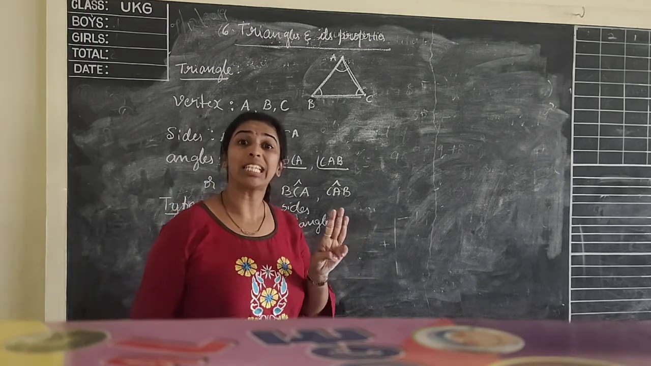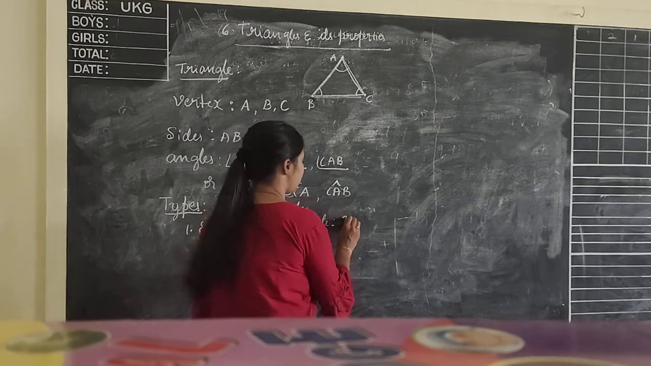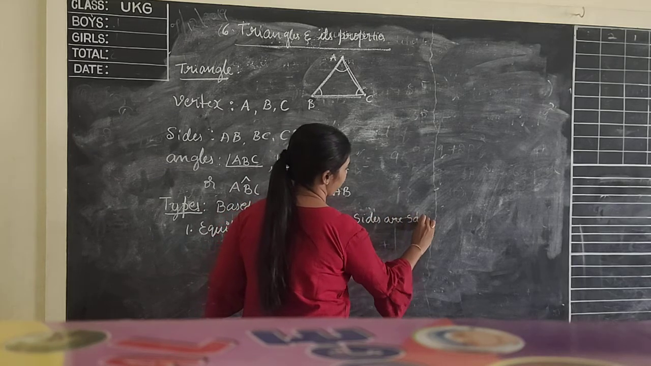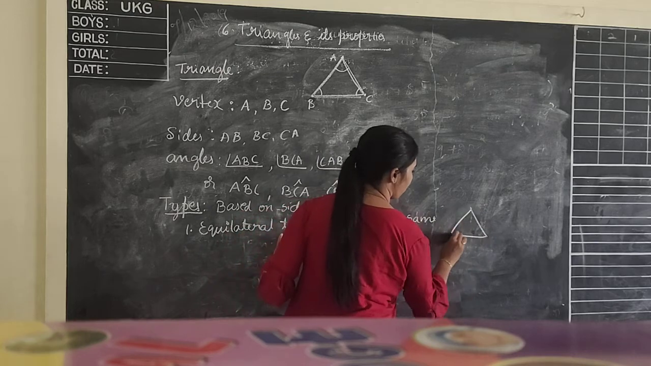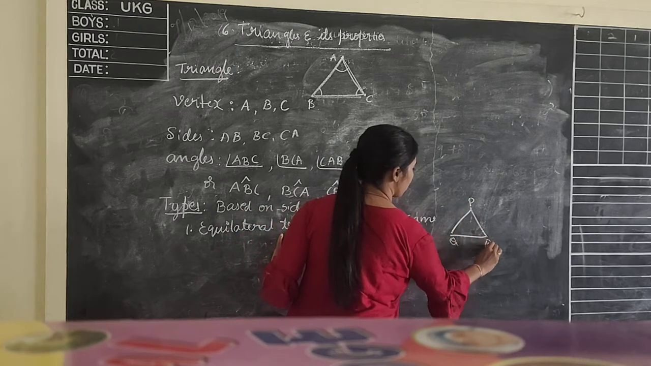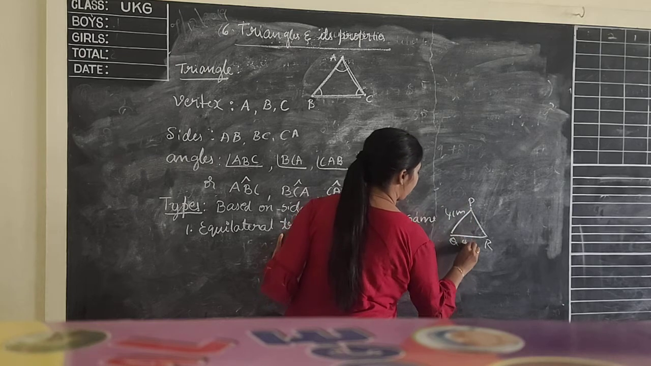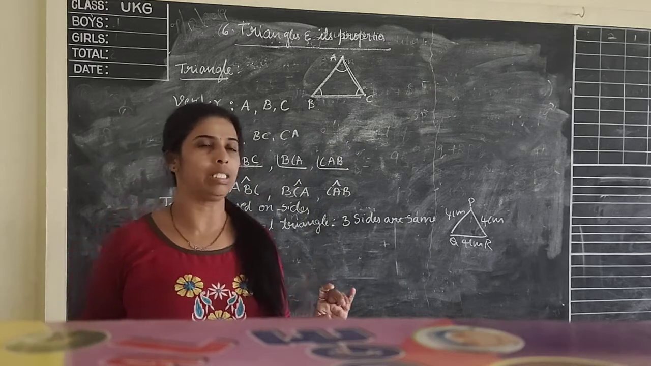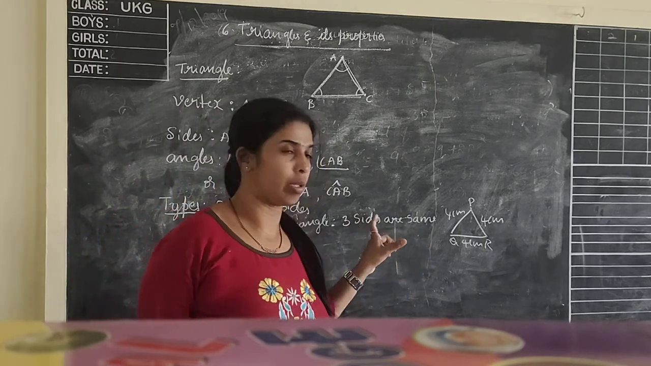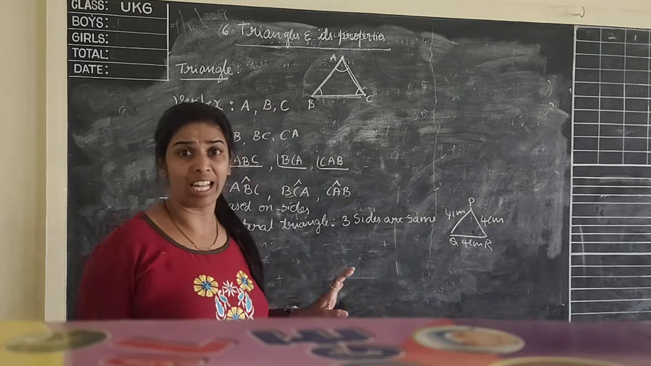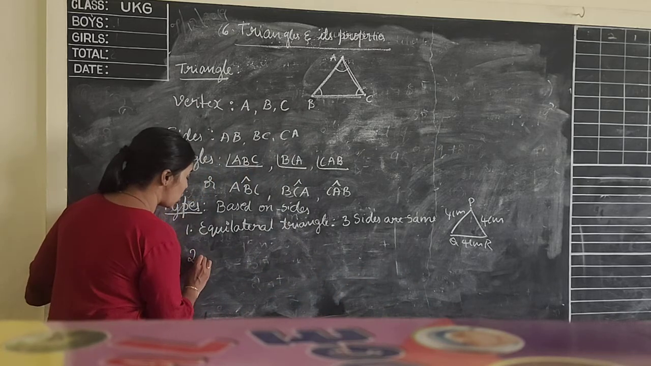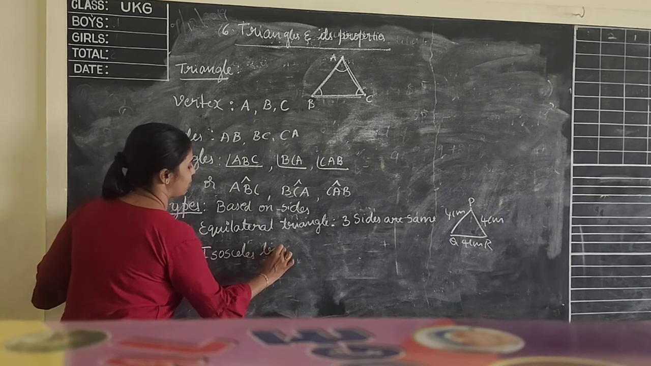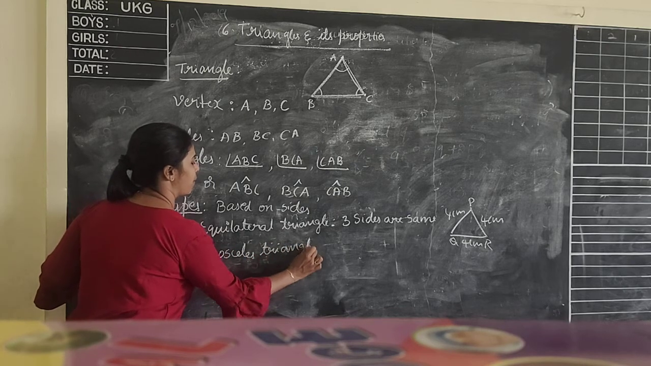Equilateral triangle, all the three sides are same. If one side is 4 cm, all are 4 cm only. Equilateral means one side is how much? 4 cm. Then all the sides are 4 only. That is an equilateral triangle. Second one is an isosceles triangle.